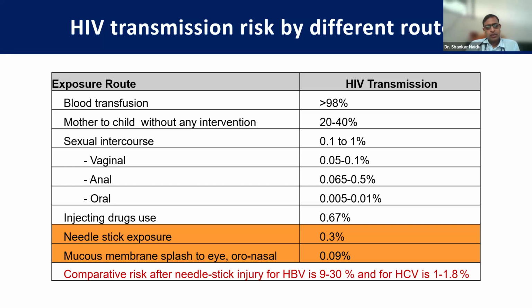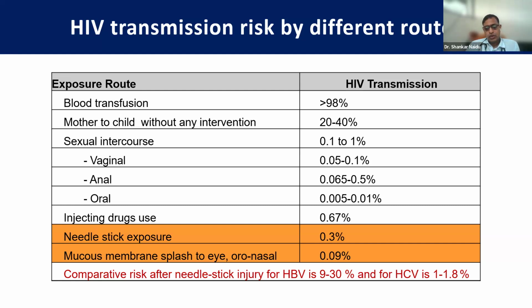With the sexual intercourse, the risk is somewhere between 0.1 to 1%, depending on the route of intercourse, with anal intercourse having the maximum risk of 0.065 to 0.5%, whereas vaginal route has up to 0.1%, and oral intercourse will have a maximum of 0.01%. Injecting drug users have a risk of about 0.67%. And as far as the occupational exposure is concerned, needle stick exposure will have 0.3%, whereas mucous membrane splash over the eyes or any other mucosal surfaces, potentially infectious fluid would be 0.09%.